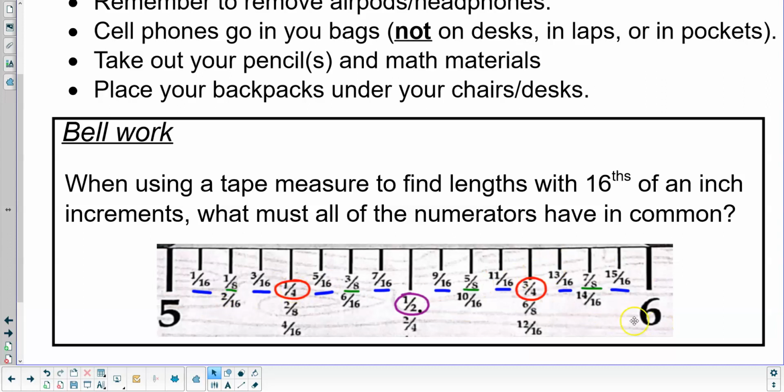And then we also talked about some of the other things that we did with half inch, quarter inch, eighth inch. So if you need to review that, please review that. And for those of you that did not finish the worksheet from yesterday, feel free to borrow a tape measure and complete the worksheet and turn those in. Okay. Make sure that the tape measures are returned though, please. Thank you.